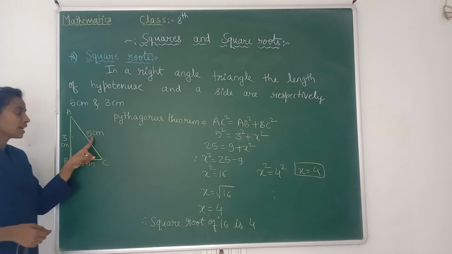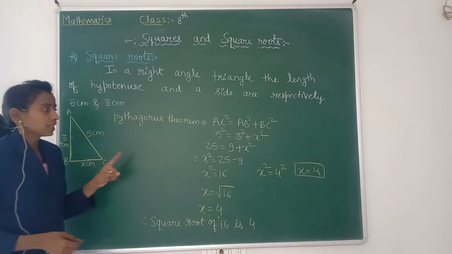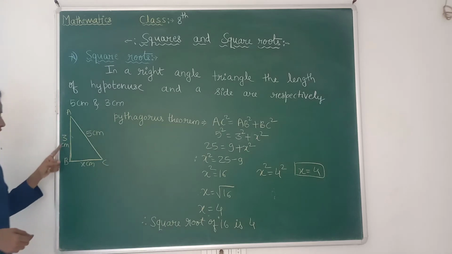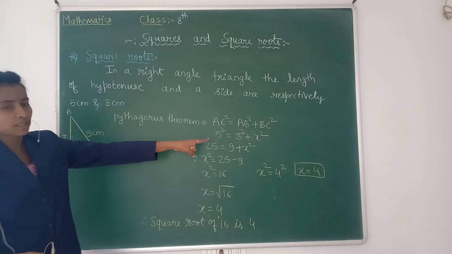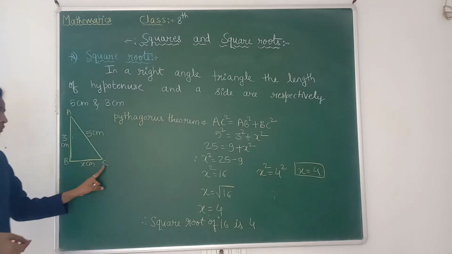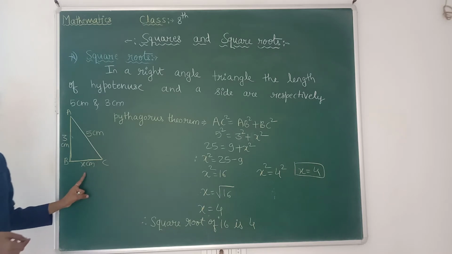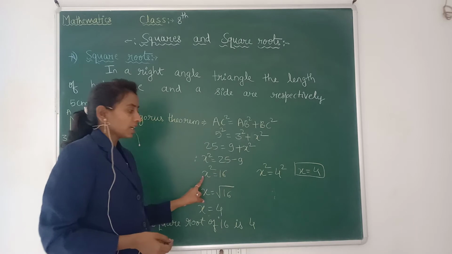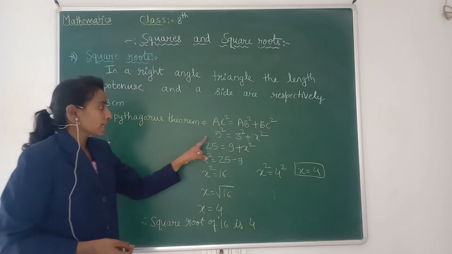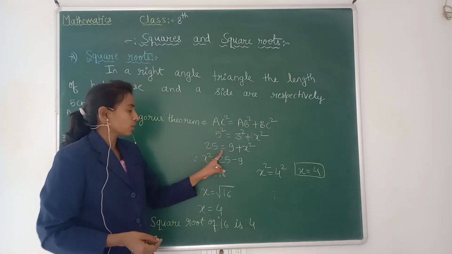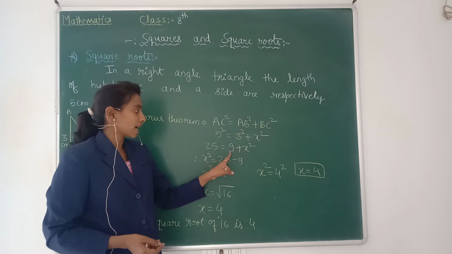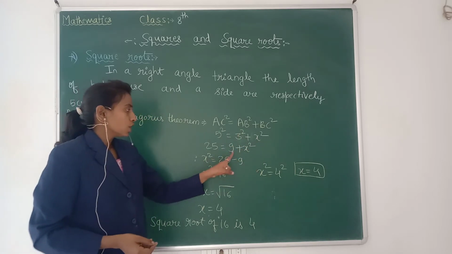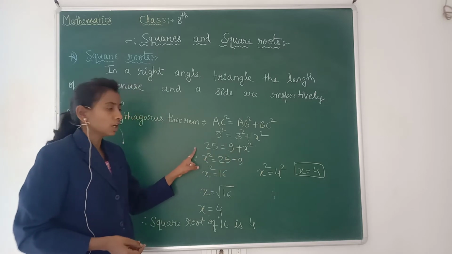So here we have AC as 5 centimeter, that is 5 square, is equal to AB square, we have 3 centimeter, that is 3 square. BC we don't know, that's why I have taken x centimeters, means x square. So here I am finding the x value. 5 square is 25, equal to 3 square is 9 plus x square. Keep x square as it is. You have to move plus 9 to this side.